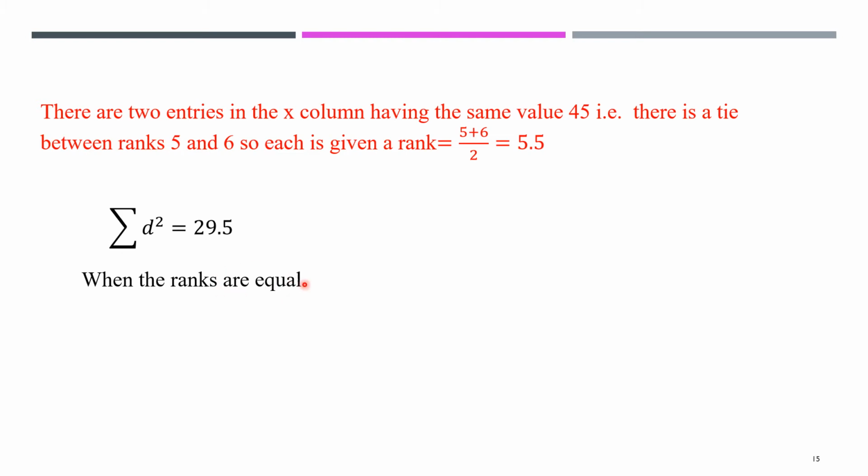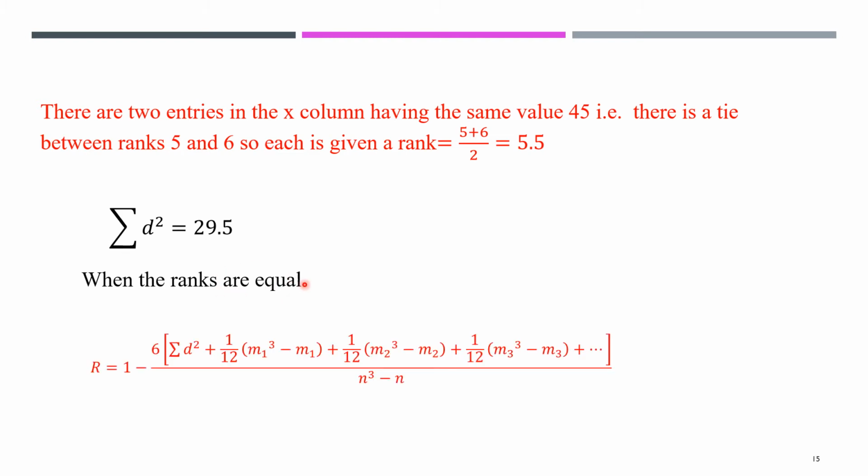Now when the ranks are equal, we have the formula: 1 minus 6 into summation D square plus 1 by 12 (M1 cube minus M1) plus 1 by 12 (M2 cube minus M2) plus etc., upon N cube minus N. We have to substitute all these values. M1, M2, M3 are the number of times the ranks are repeated. In both X and Y together, we have only one rank repeated.